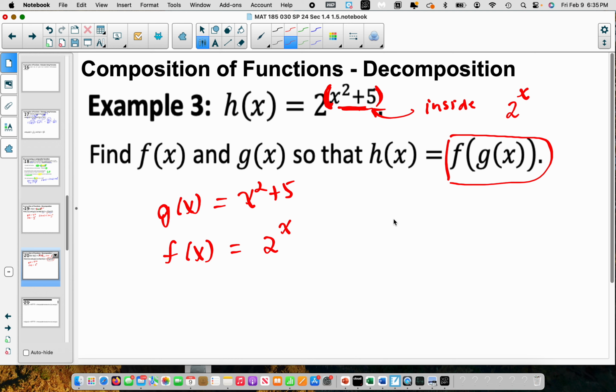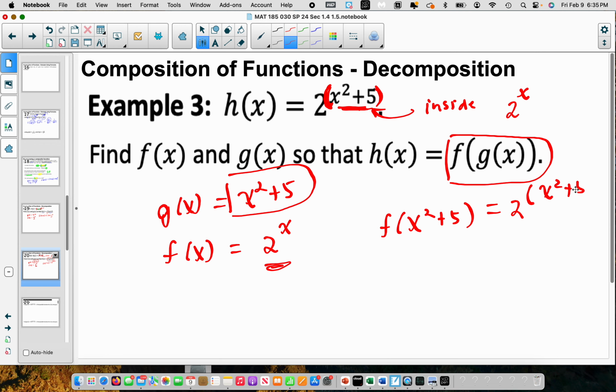If I compose it, g of x is equal to x squared plus 5. So f of x squared plus 5, if f of x equals 2 to the x, is equal to 2 raised to the x squared plus 5.